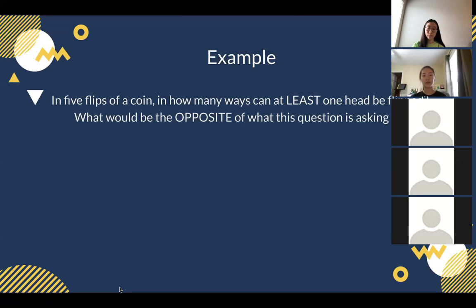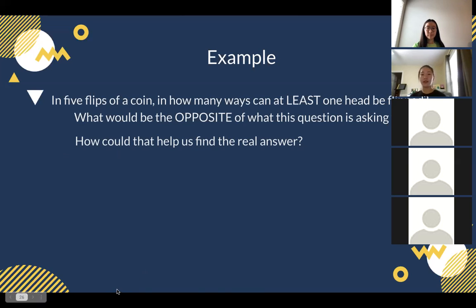Okay, so for example, in 5 flips of a coin, in how many ways can at least one head be flipped? So what is the opposite of what this question is asking for? Okay, so I see at least one tail be flipped. I see how you would think that would be the opposite, but at least one tail being flipped is kind of the same thing, because there's only 2 sides to a coin.